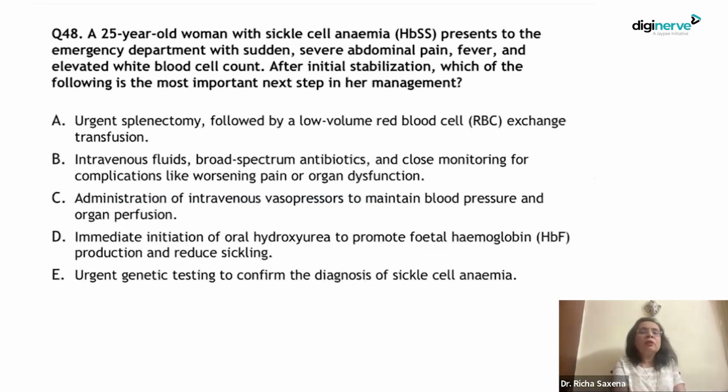A 25-year-old woman with sickle cell anemia presents to the emergency department with sudden severe abdominal pain, fever, and elevated white blood cell count. After initial stabilization, which of the following is the most important next step in her management? So again, this is a question pertaining to sickle cell crisis, but how should you manage her? There's fever, there's elevated white blood cell count, probably there's a potential infection. So you give her IV fluids, broad spectrum antibiotics, and you closely monitor her for complications like worsening pain or organ dysfunction.